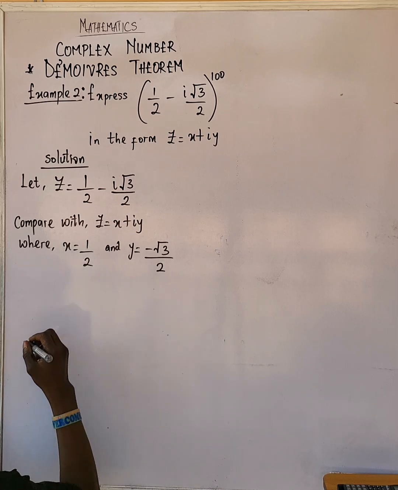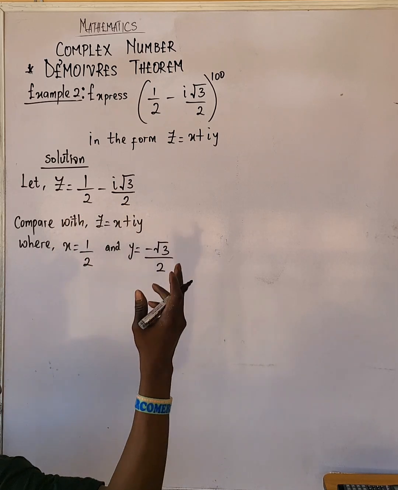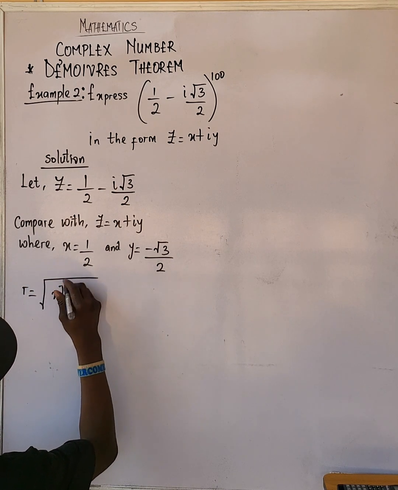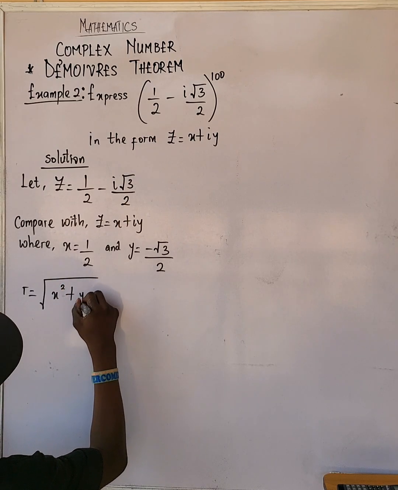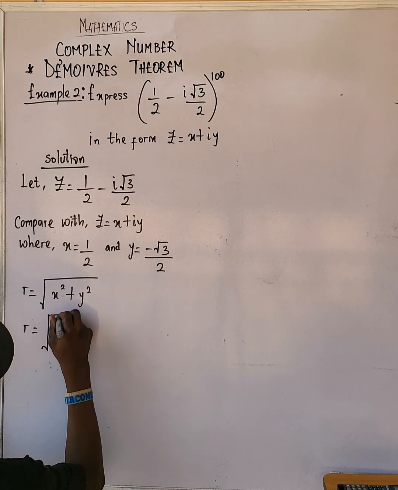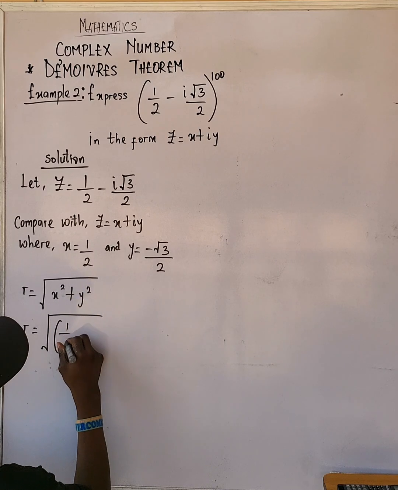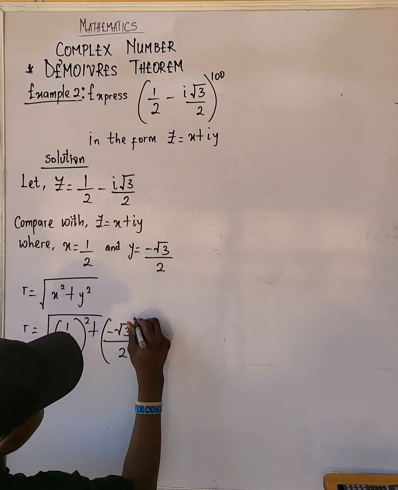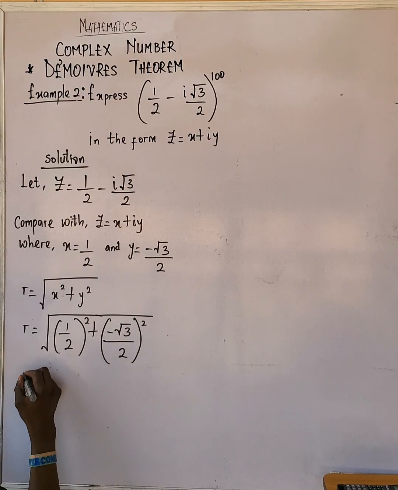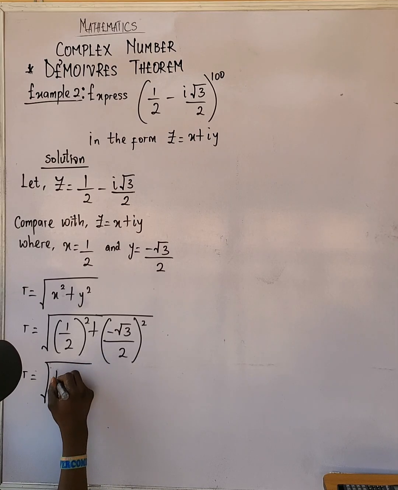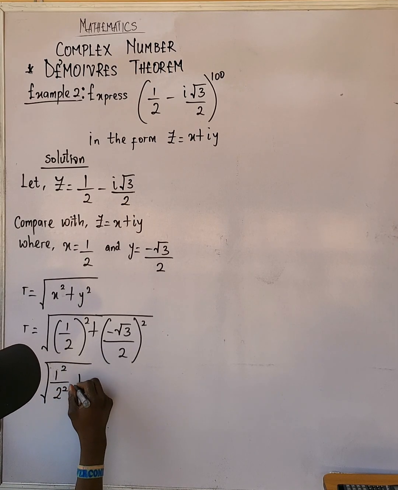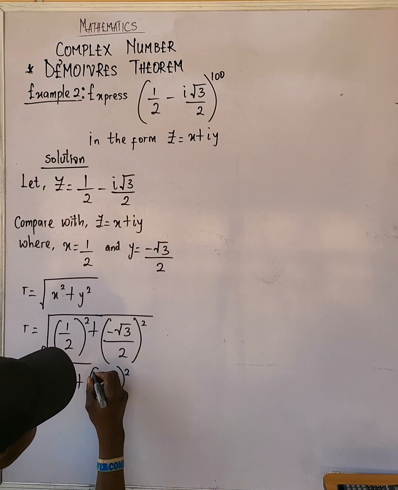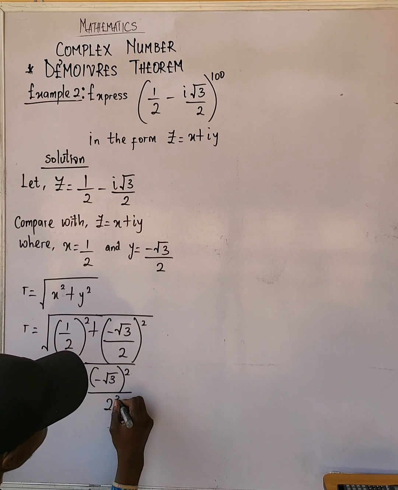Now the next thing is to get our argument and magnitude. How do you get your magnitude? That will be r equals square root of x squared plus y squared. So r equals square root of (1/2) squared plus (minus square root of 3/2) squared. That's 1 squared over 2 squared, plus minus square root of 3 squared over 2 squared, all under the square root.